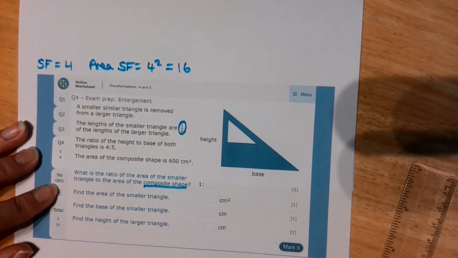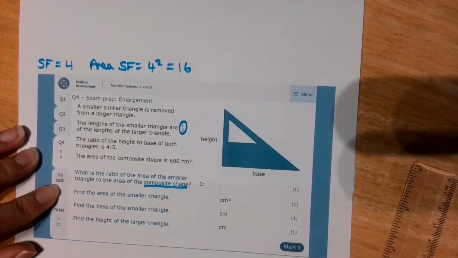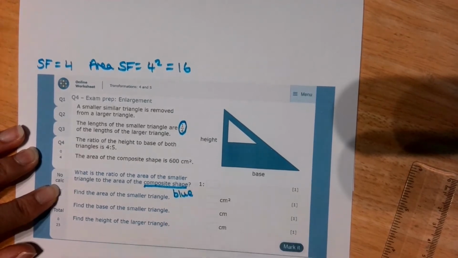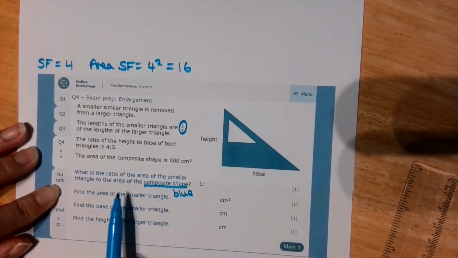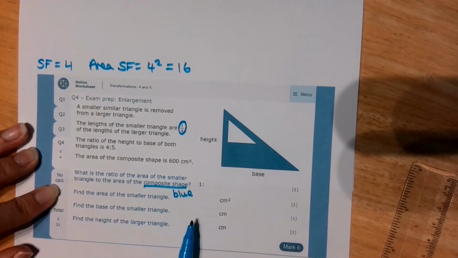What does composite shape mean? It means made up of bits. Bits that have been added on and bits that have been cut away. So basically the composite shape is the blue bit. So the ratio of the area of the small triangle to the composite shape.